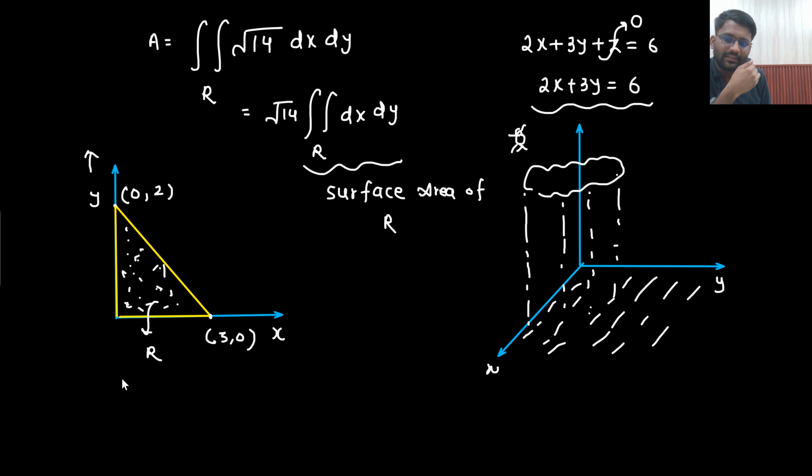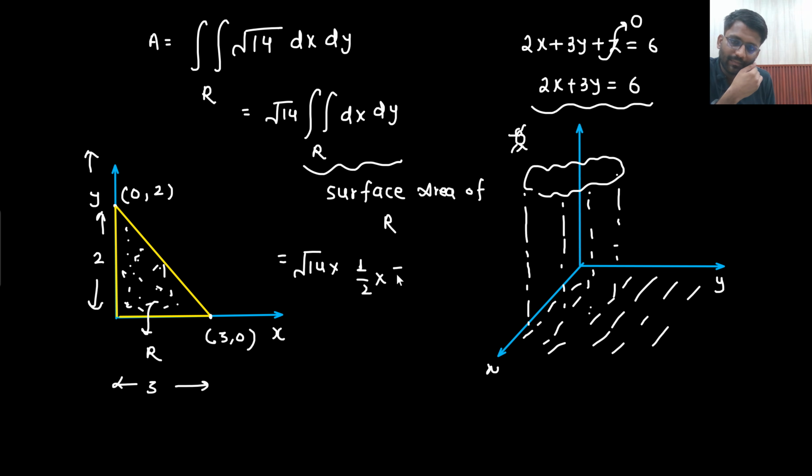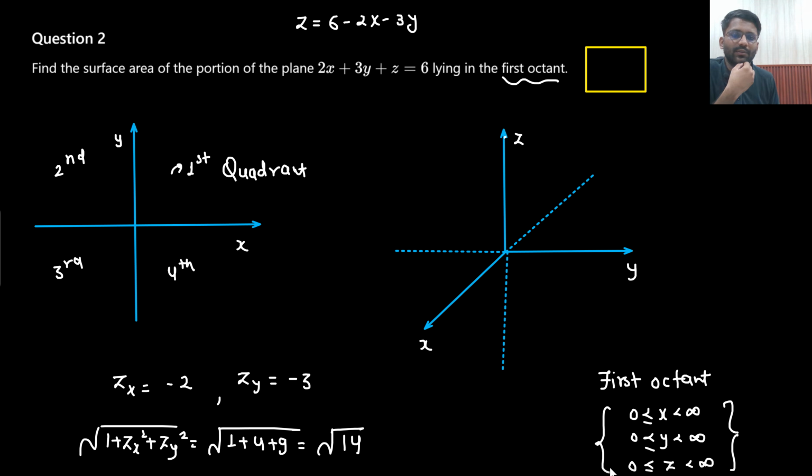So what will be the surface area? Sir, this width is 3, this height is 2. So sir, surface area would be nothing but under root 14 times this triangle, so half into base into height. So the answer would be 3 into under root 14. That would be the answer. So 3 into under root 14 would be the answer.